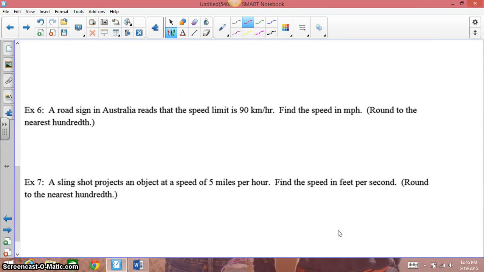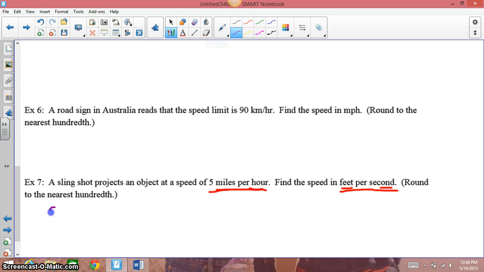This is a case where we have 2 sets of units. A slingshot projects an object at a rate of 5 miles per hour. I want to find this speed in feet per second. So far you've only worked with 1 unit, converting it to another particular unit. Here you are starting with 2 units and you are converting it to 2 different units. So what does that look like?